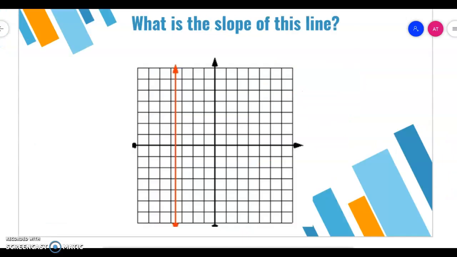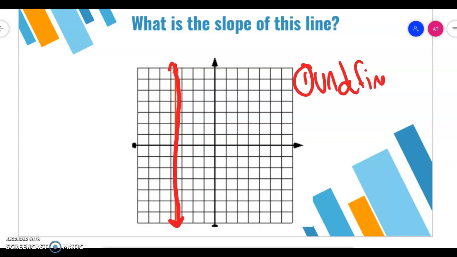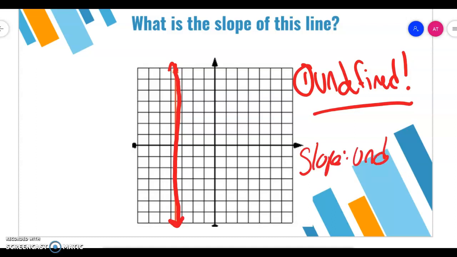Now looking at this one's going to be super easy. What kind of line is this? Undefined. So if we ever have an undefined line, I know it's a little bit crooked, but if we do have an undefined line, that means the slope is undefined. So literally when you have this, just write undefined. Do not write 0 because that's something completely different.